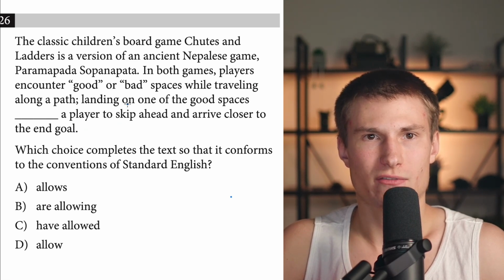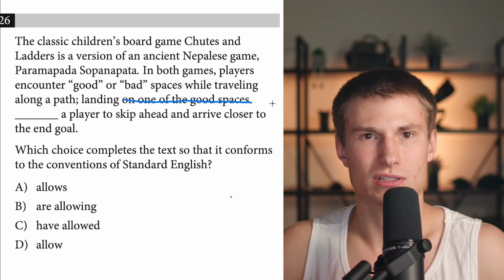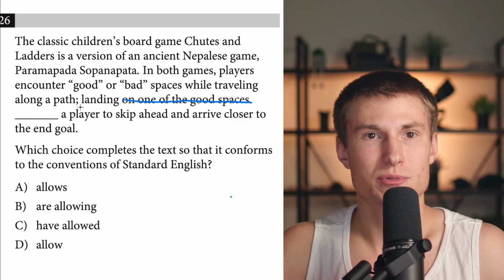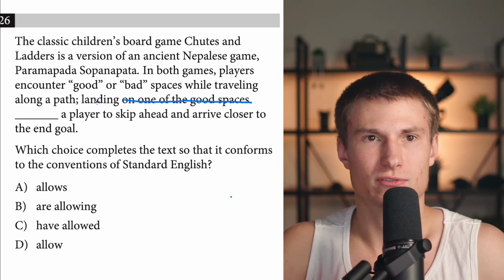All right, so I want to identify my subject. I have this prepositional phrase of on one of the good spaces, where on is the preposition that starts it off. So in order to identify your subject, make sure that you are getting rid of those prepositional phrases. So my subject here is landing. Landing is going to be singular.